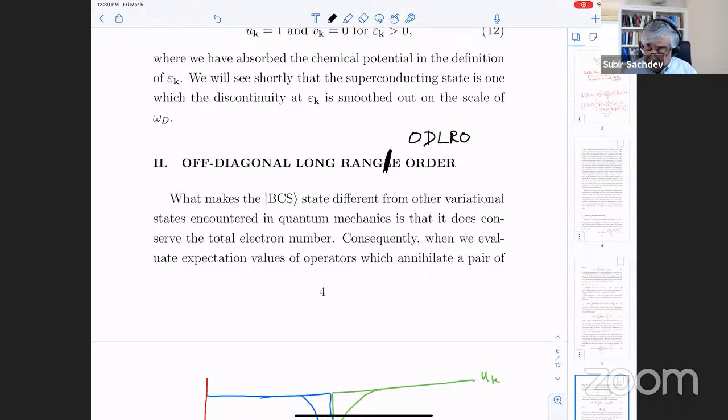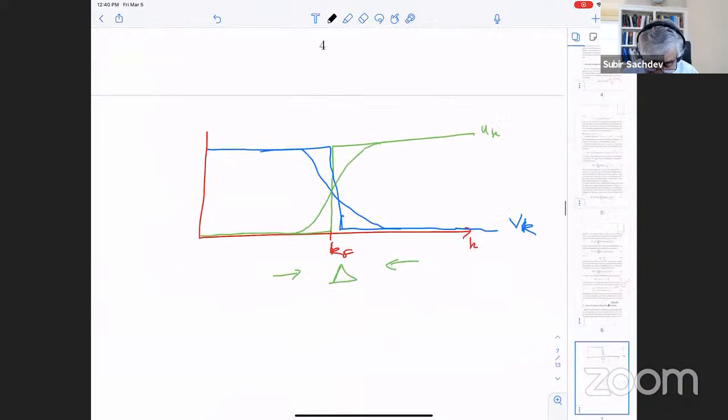In a ferromagnet, there's long-range order because the spins have the same orientation at different points in space. Similarly here, there's a spin or pseudo spin, as we'll see, which also has the same orientation at different points of space. And it was called off diagonal because it was first identified as a certain off-diagonal matrix element of the density matrix of the system, the one particle density matrix. Okay, we'll use a more modern operator way of thinking about it.